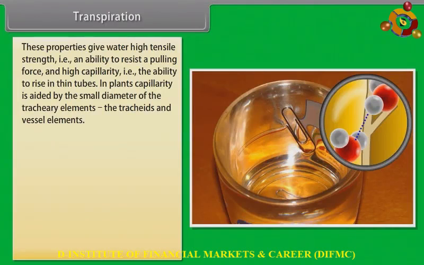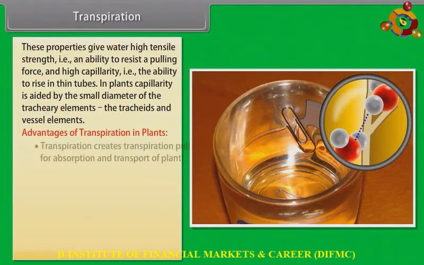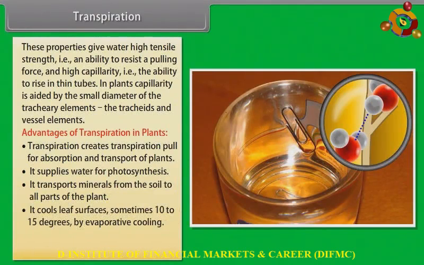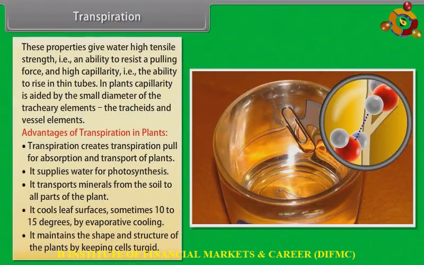Let us take a look at the advantages of transpiration in plants. It creates transpiration pull for absorption and transport of water in plants. It supplies water for photosynthesis. It transports minerals from the soil to all parts of the plant. It cools the leaf surface, sometimes by 10 to 15 degrees, by evaporative cooling. It maintains the shape and structure of the plants by keeping cells turgid.